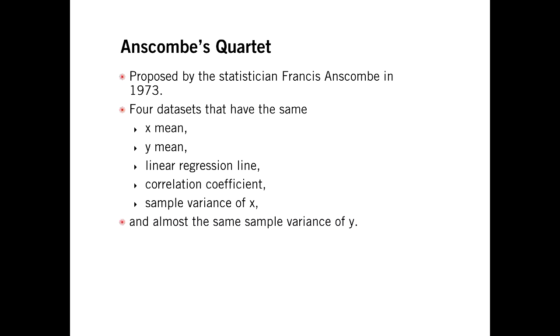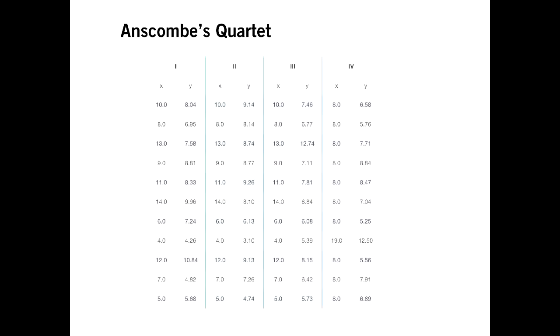And he said, I'm going to come up with a way so that they have the same x mean, the same y mean, the same linear regression line, the same correlation coefficient, the same sample variance, and almost the same sample variance of y in addition to x. So those are the characteristics of those four columns. Of course, there'd be no way that you'd be able to tell even that much just by looking at them.